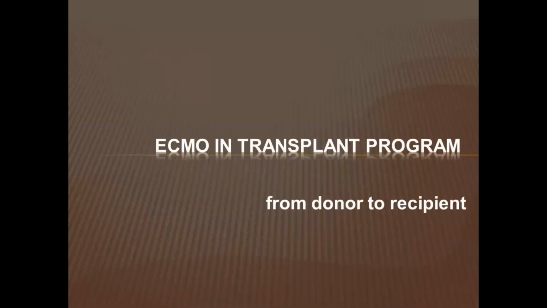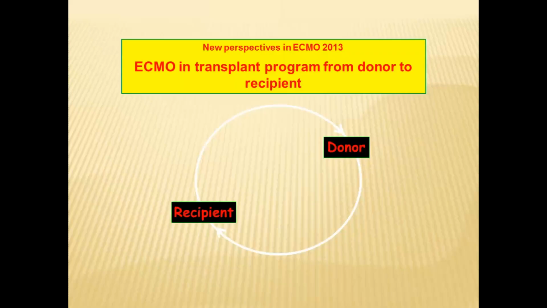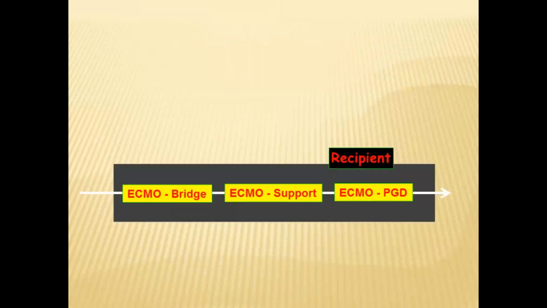So you can think of ECMO in the transplant ICU. It can be used for a donor and also for a recipient. For recipients, ECMO can be used as a bridge. So a patient waiting for a transplant deteriorates, you put the patient on ECMO till the time you get the organ and do a transplant.